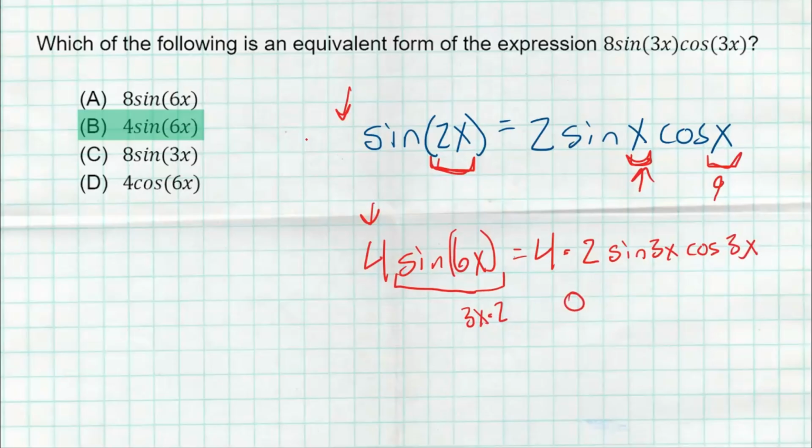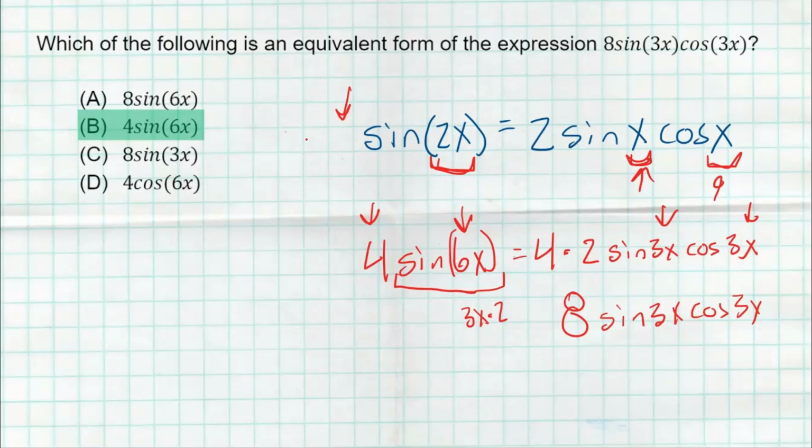Now the 4 and the 2 on the outside is where the 8 comes from, and then there's the sine 3x and the cosine 3x. So we have the 6x on the inside, but again, half of that goes here. That's the 3x and the 3x, or the other way around. The 3x gets doubled, makes a 6x, however you want to look at it. But that's why B is the correct answer. And that can be really tricky.